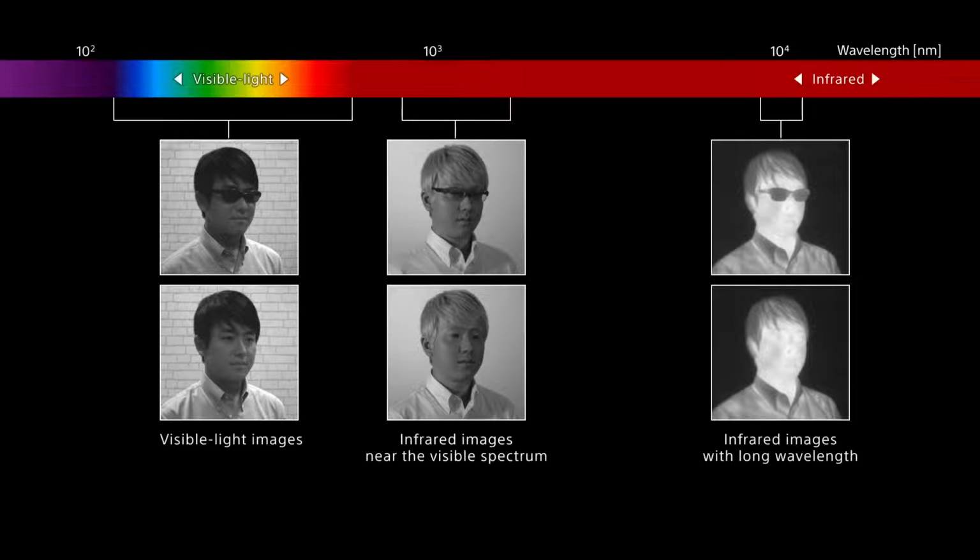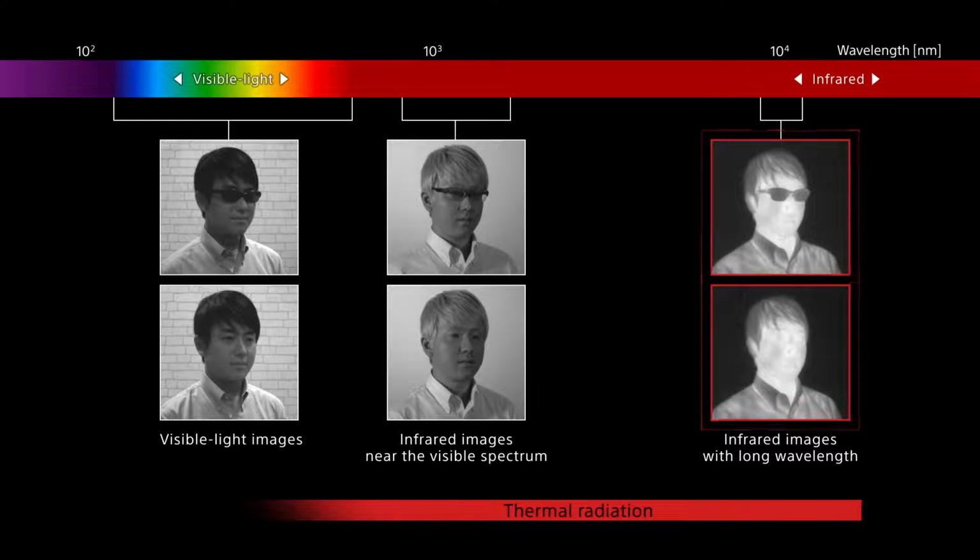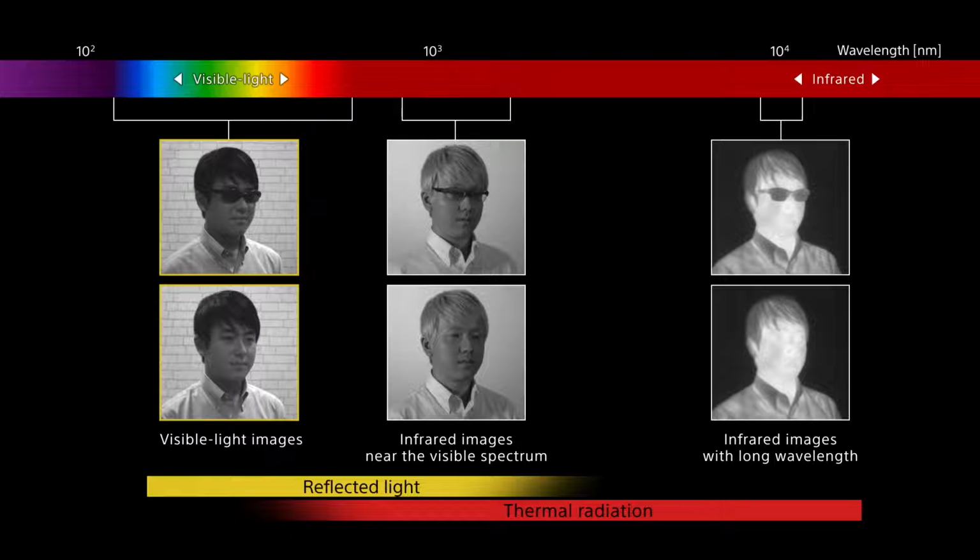These images are taken by an infrared camera that captures from visible light to long infrared rays. Having long wavelengths, infrared images look completely different from visible light images that we normally see. Long infrared images capture an object's thermal radiation, unlike visible images that capture the reflected light.